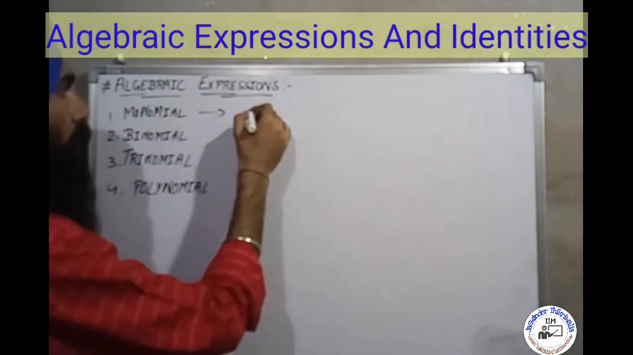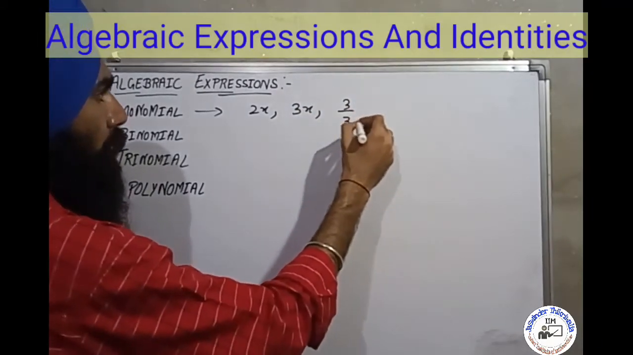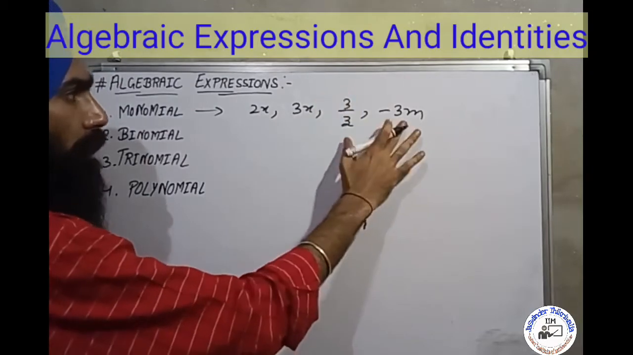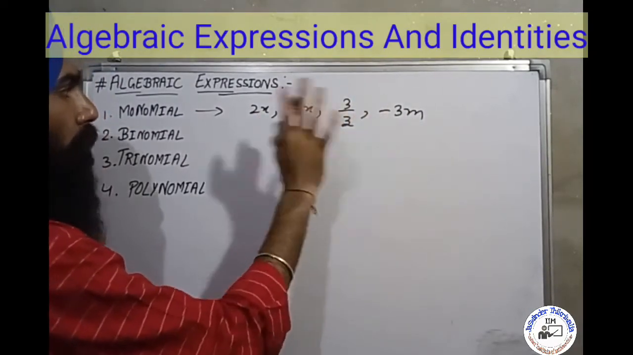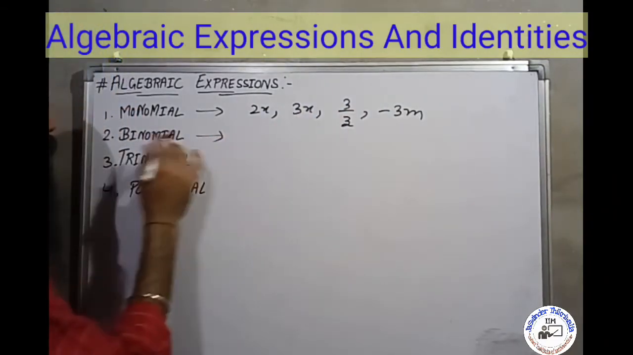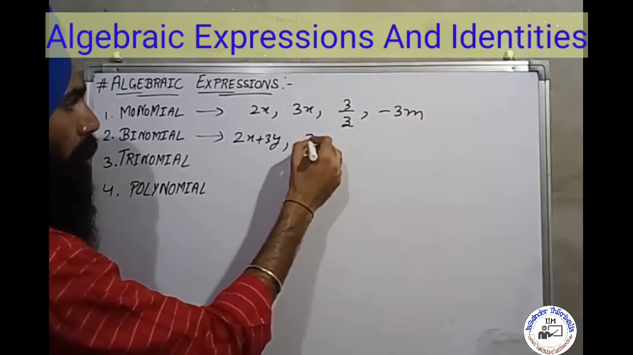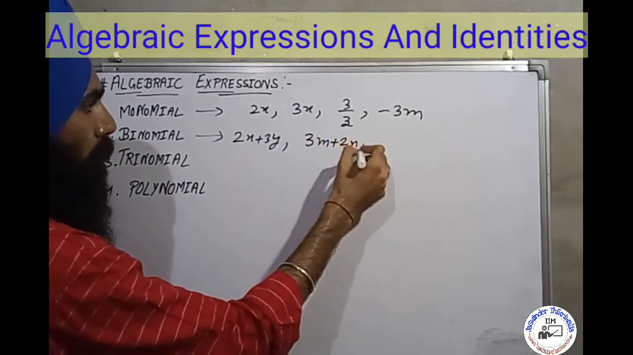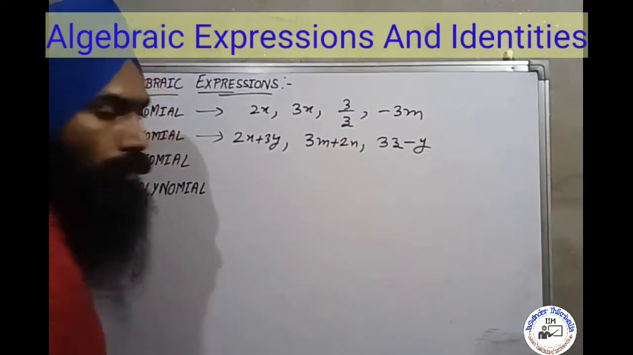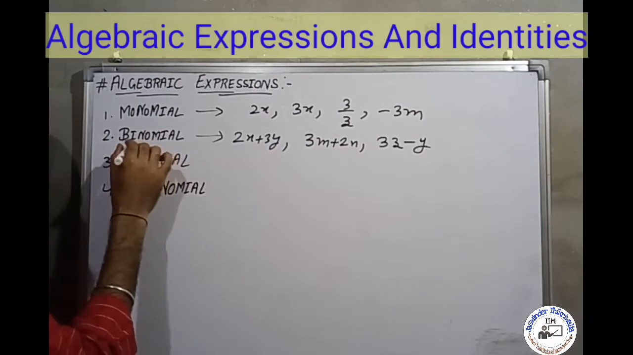Monomial is one in which there is only one term, like 2x, 3x, 3 upon z, minus 3m. In all of these, one term is there. These are all separated by commas. These are the examples: first, second, third, fourth. Then binomial. In a binomial there are 2 terms, like 2x plus 3y, 3m plus 2n, 3z minus y. In these, two terms are there. That's why it is known as a binomial.